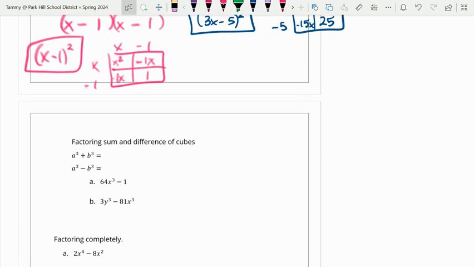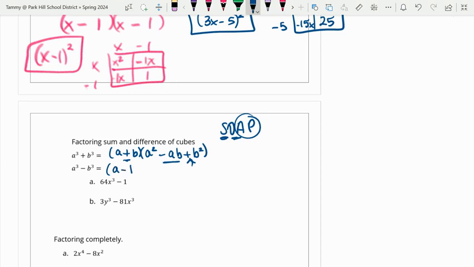All right, factoring sum and difference of cubes. A cubed plus b cubed is, make sure you know this formula. So this is a plus b, and then a squared minus ab plus b squared. And those that know SOAP, S-O-A-P, S meaning the same sign, O opposite, A always positive for that last term. So a cubed minus b cubed is a minus b. So that's the same sign as what's there. Then it's a squared plus ab for opposite, and then plus b squared at the end.